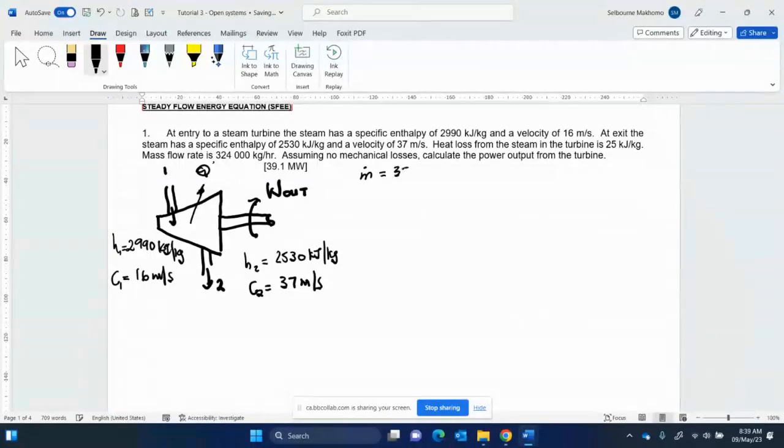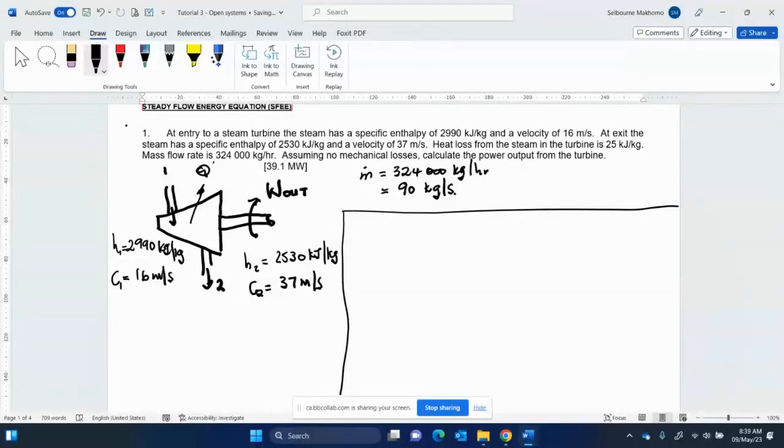is 324,000 kg per hour. So what we can do is convert it to kg per second by dividing by 3600, because we're going to use kg per second when we calculate our power. Right, so from here we apply our steady flow energy equation for a turbine. So for a turbine, we know that C1 squared divided by 2 plus enthalpy h1 plus Q is equal to C2 squared divided by 2 plus enthalpy h2 plus turbine work output in kilojoules per kilogram.